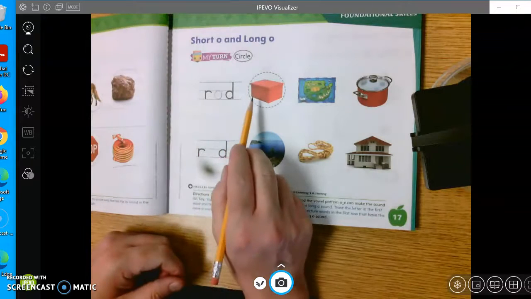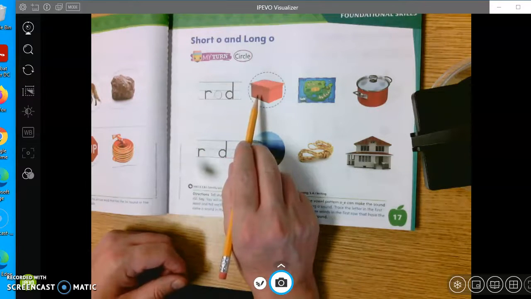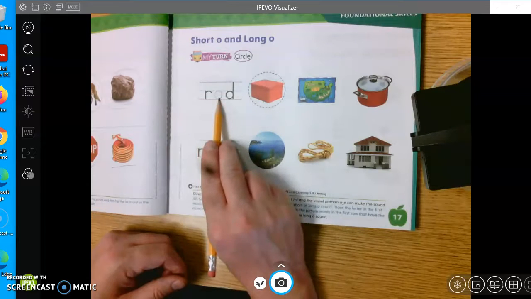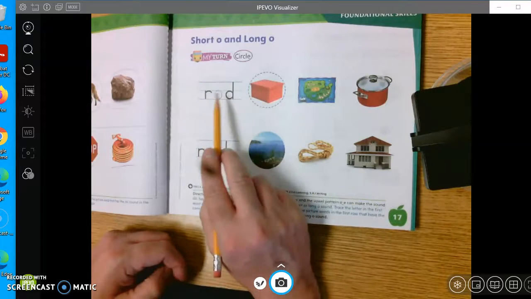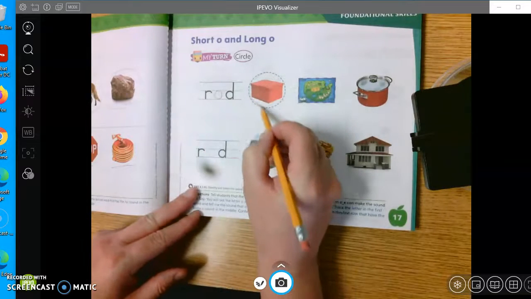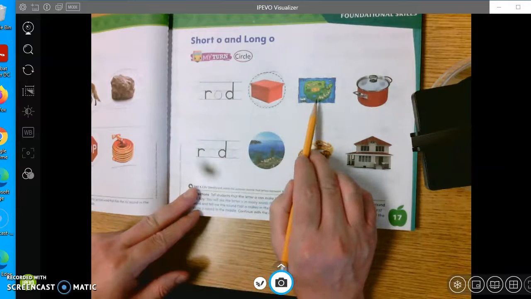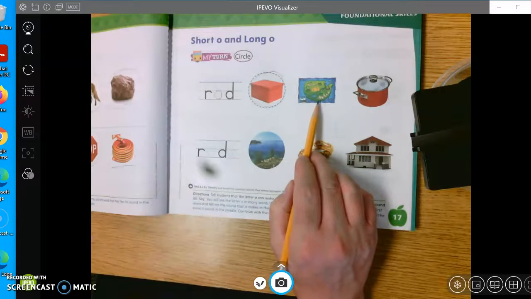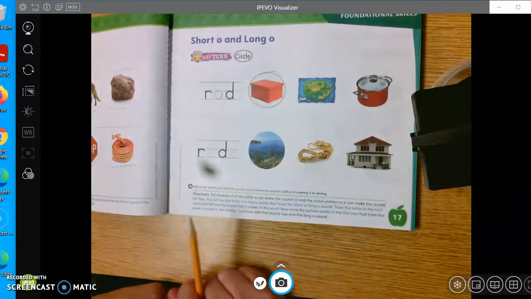So, in the first row, we have 3 pictures, and we're looking to circle the ones that have the short O sound, okay? So, rod, and they've circled the first one. What is that? That is a box. You hear the short O sound? Rod, box. There it is. So I'm circling that, okay? I have a picture here of a map. Do you hear the short O sound in the middle of map? What sound is there? It's an A, isn't it? It's not even an O, so I'm not going to circle that one.